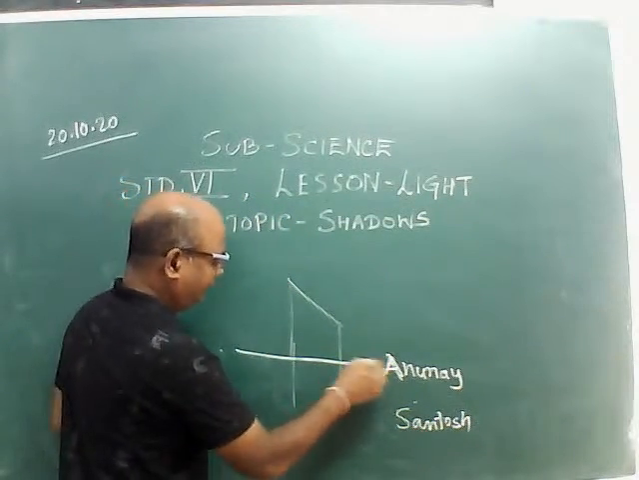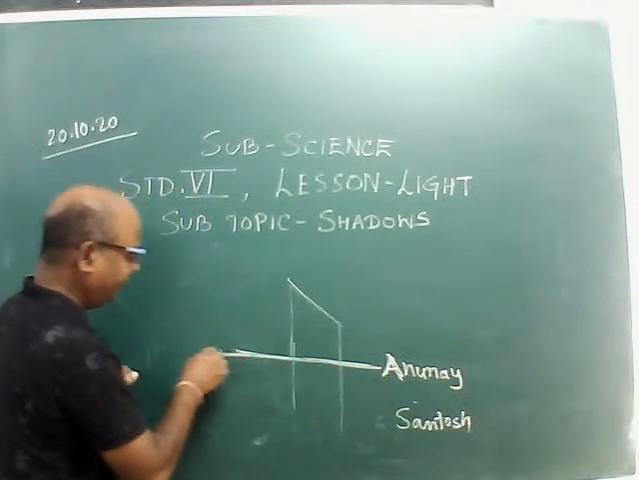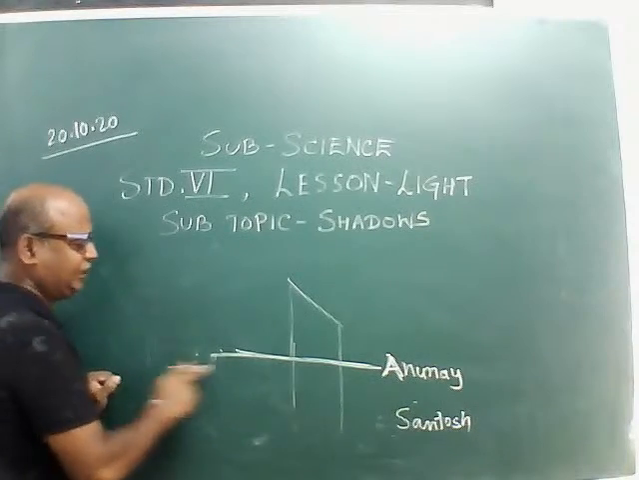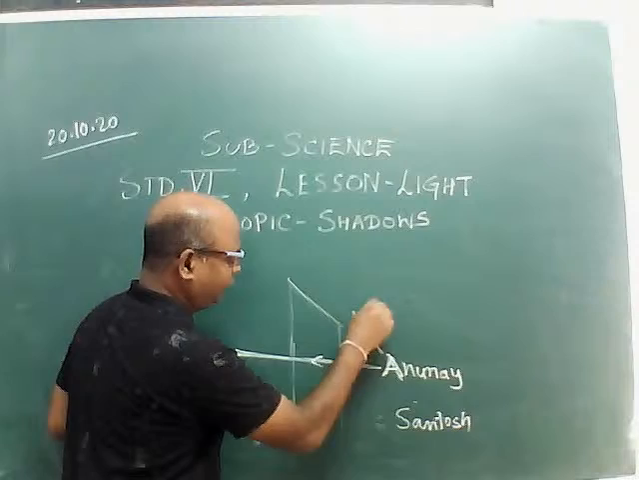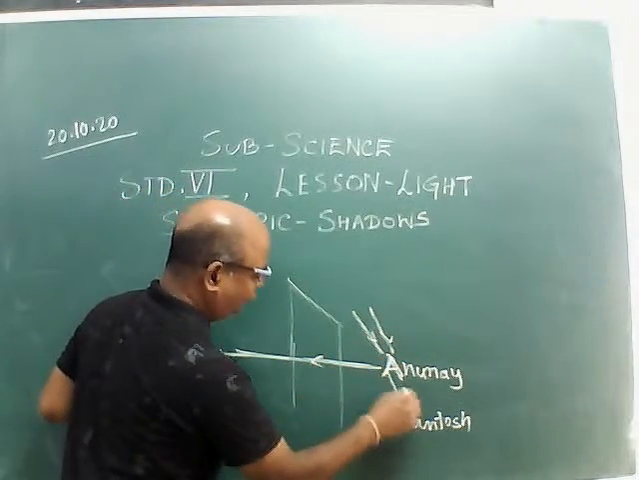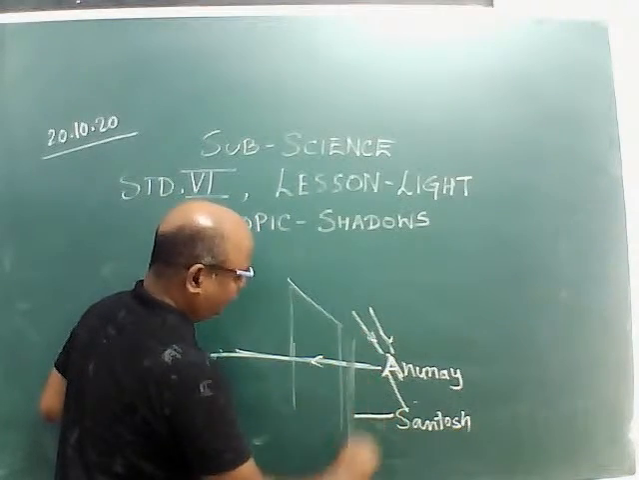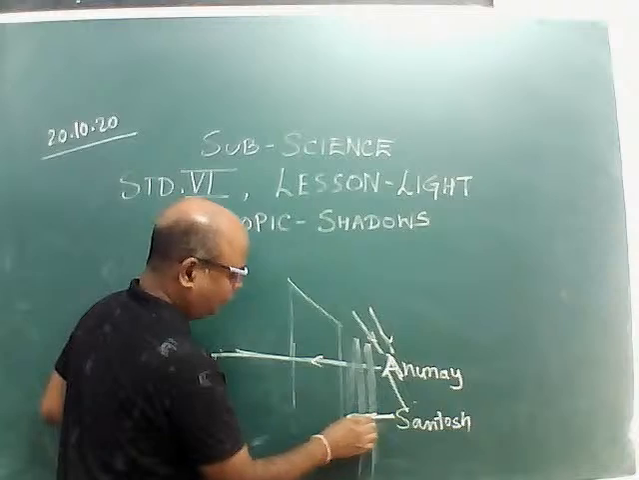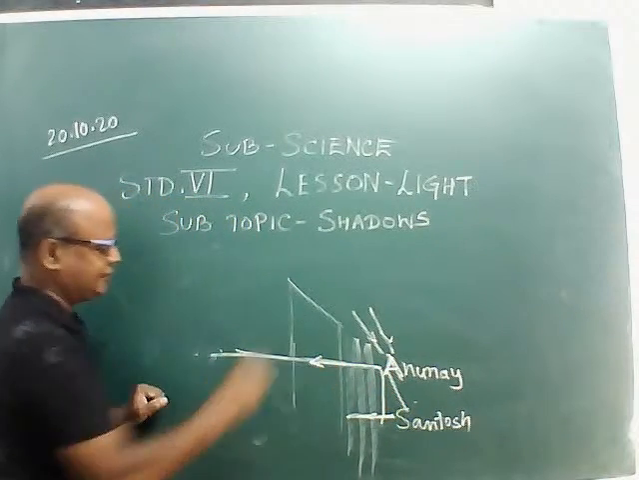Now here light is falling on Anunay. It gets reflected and I am standing here, so it can go inside my eyes and I can see Anunay. Okay, light is falling on Anunay and gets reflected. But here light is also falling on Santosh, but here is the wall, so it gets blocked by this wall. It cannot bend here, and it will not come from this door.